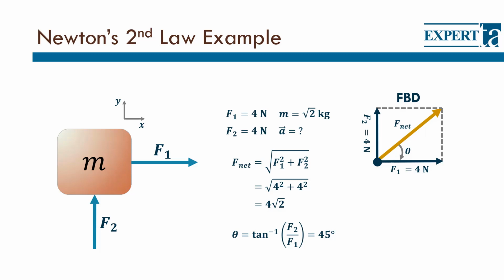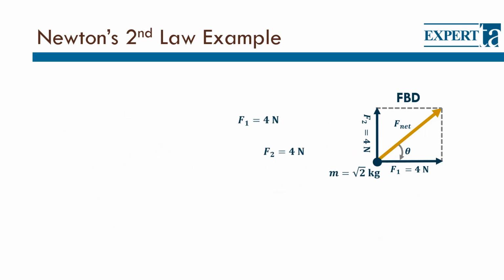So using Newton's second law, F net is mass times net acceleration. So this is 4 square root of 2. The mass is square root of 2 kilograms and the net acceleration. So now dividing both sides by square root of 2, we finally end up with the net acceleration equal to 4 meters per second squared. Alright, so that is one way of doing it.